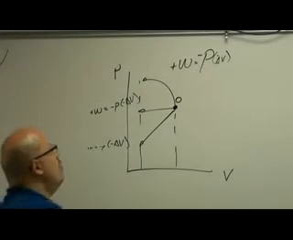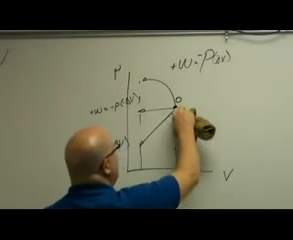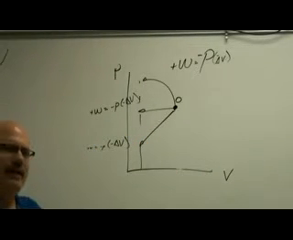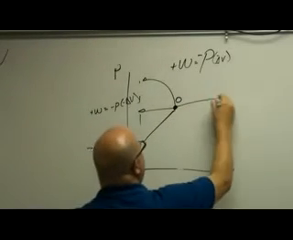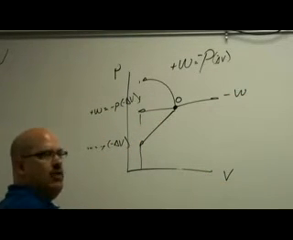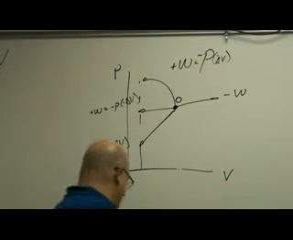Is there a way to move from the origin? Wait a minute. Which way do I move from the origin to get negative work again? To the right? So I get negative work going this way, positive work going this way. Is there a way to move from the origin and not get any work?